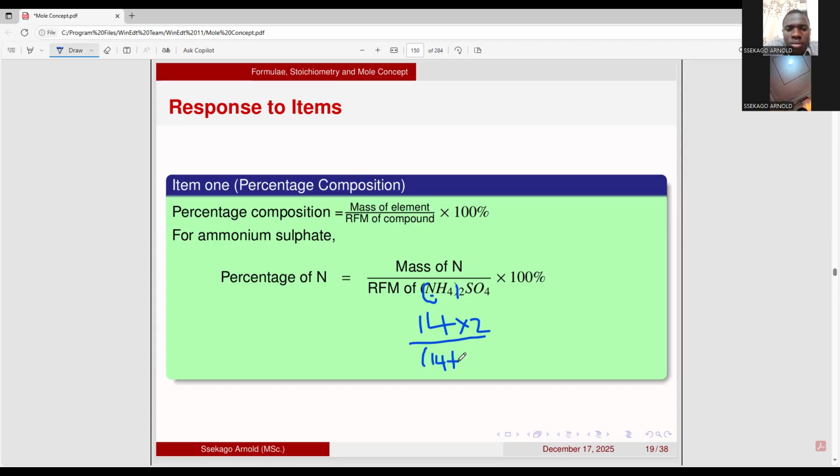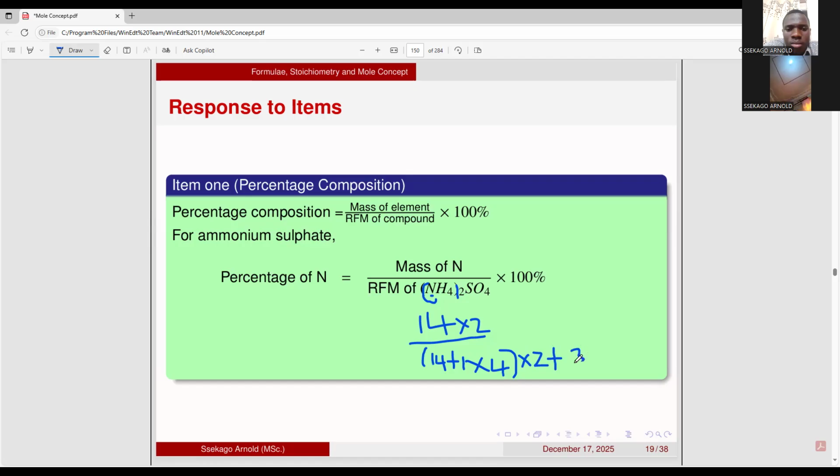14, then plus hydrogen, capital H is 1 from the information in the bracket, then times 4, since there are 4 of them. Then the bracket closes. After that bracket, if you look at the formula carefully, there is a 2, so we shall multiply by 2. Then plus, there is capital S.